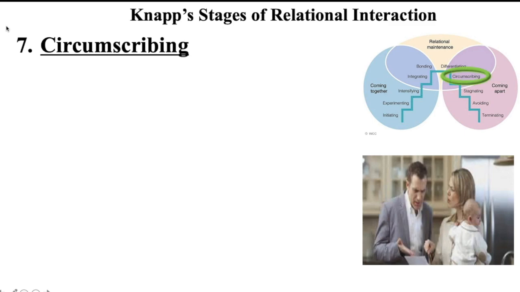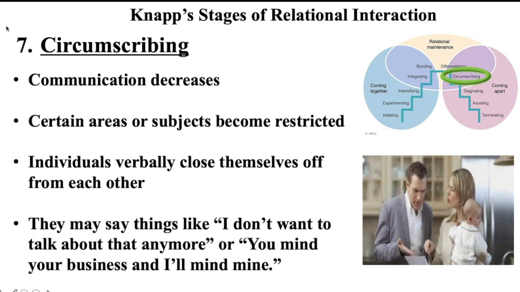So our last couple stages that we have: circumscribing. Essentially, at this stage, this is where your communication in your relationship is decreasing. Certain areas or subjects become restricted, and individuals verbally close themselves off from each other. They may say things like, I don't want to talk about that anymore, or you mind your business, and I will mind mine. Essentially, if you notice in your relationship, whether it's at work or in your romantic relationship, if the communication starts to go down, you're at the circumscribing stage, okay? You used to talk about finances, and all of a sudden, you can't talk about them, okay?